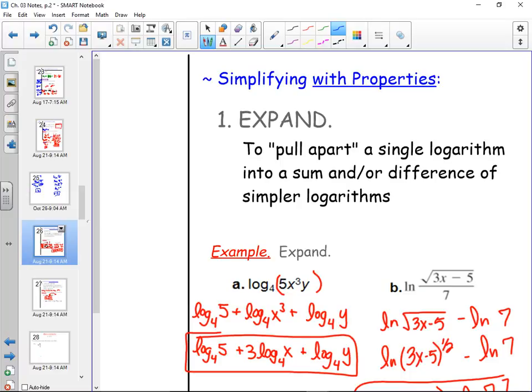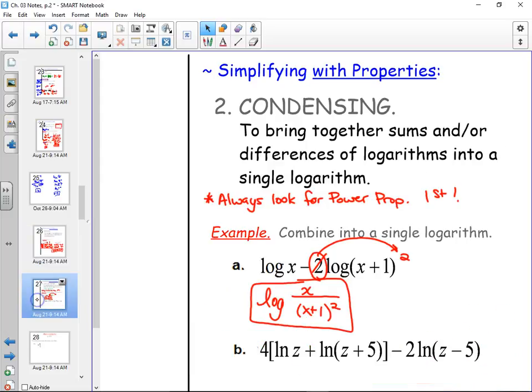Then we started talking about two important words: expand, and what was the other one?